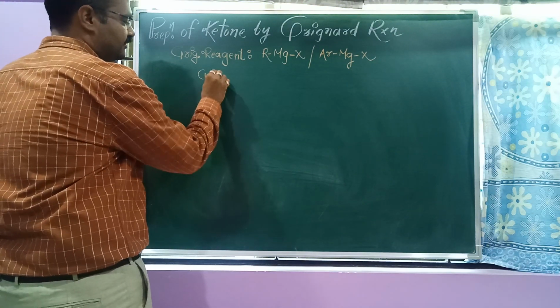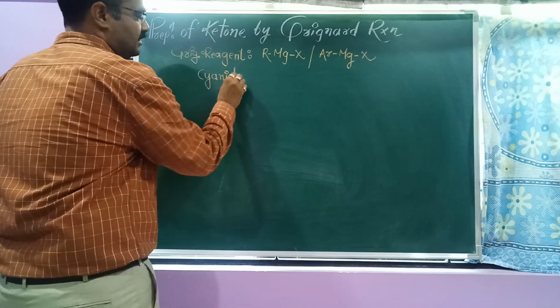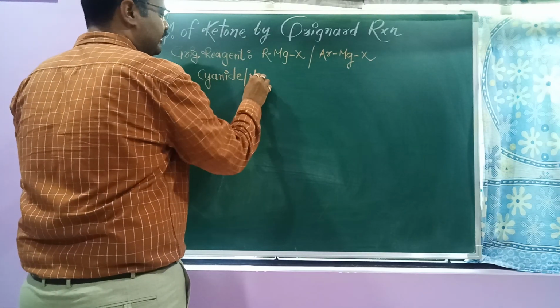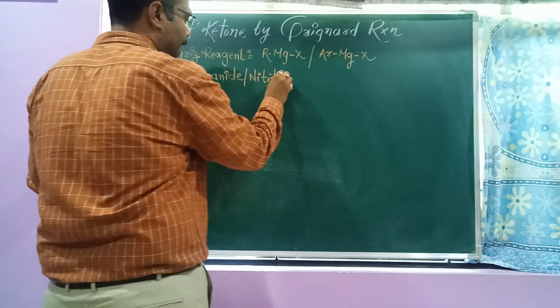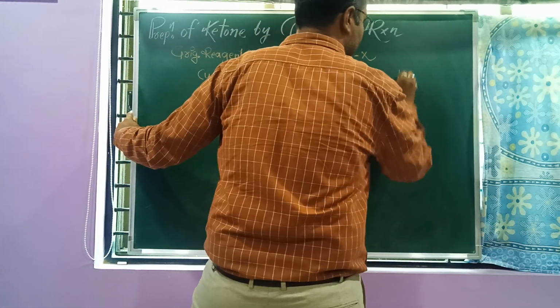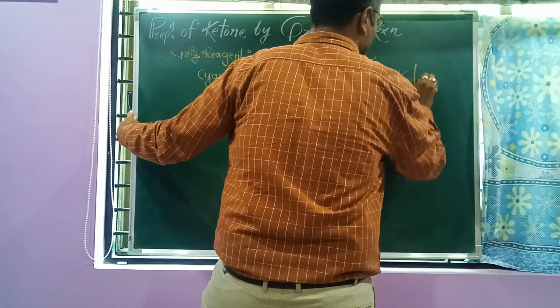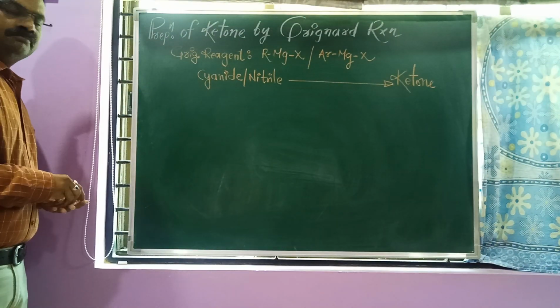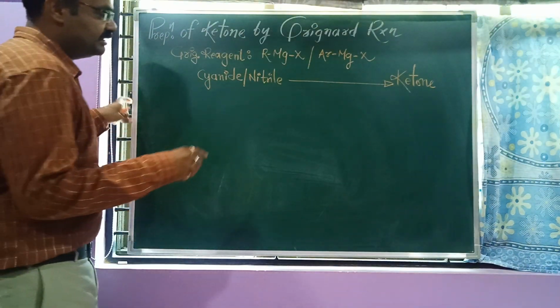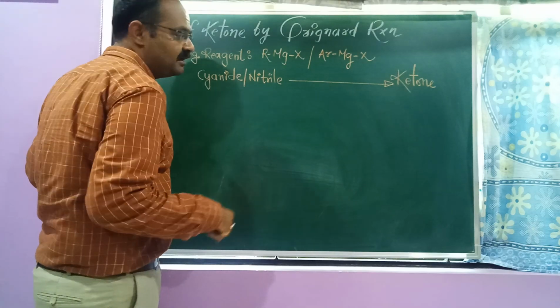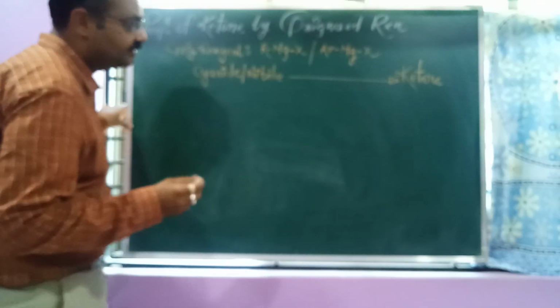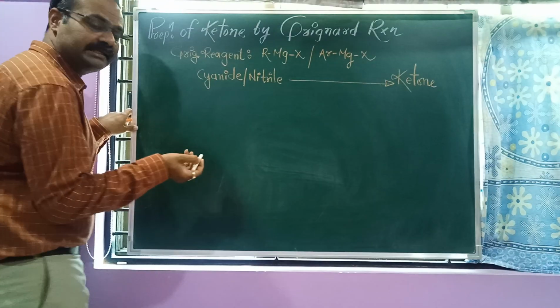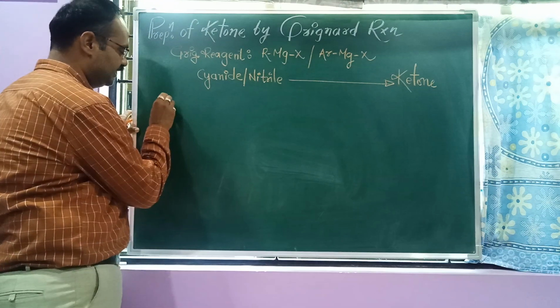In this process, cyanide or nitrile compound can be converted to ketone with the help of Grignard reagent. Again I repeat, starting material is cyanide or nitrile and final product is ketone. I am writing here two reactions.